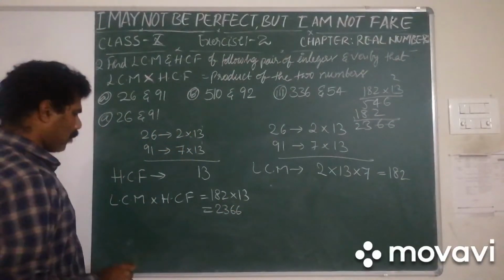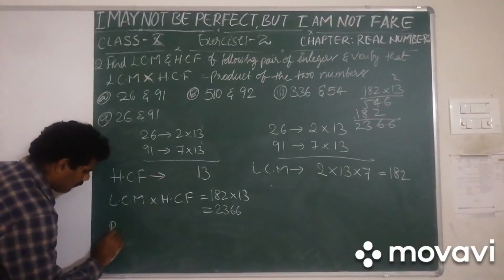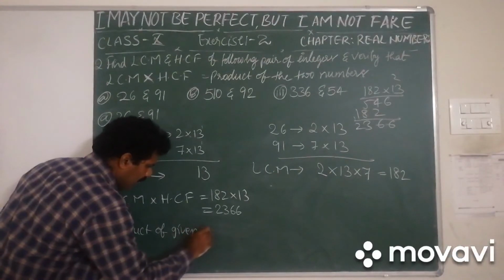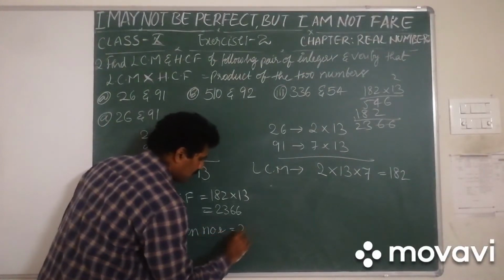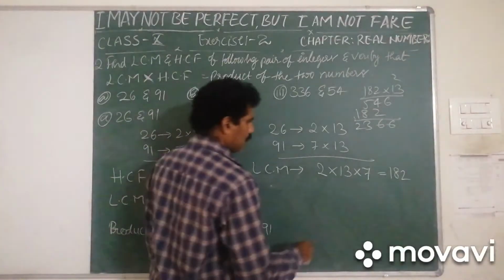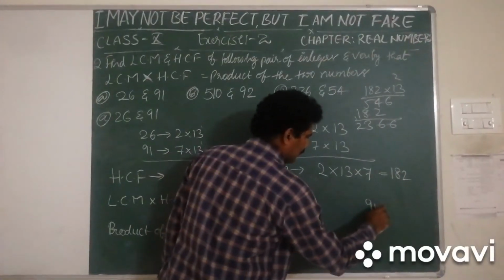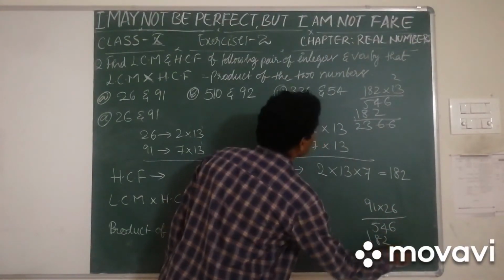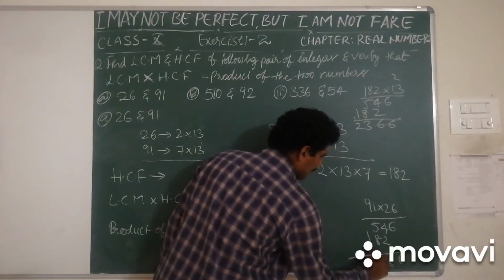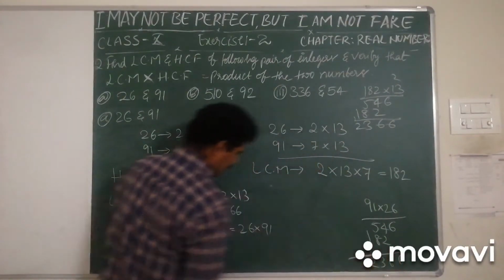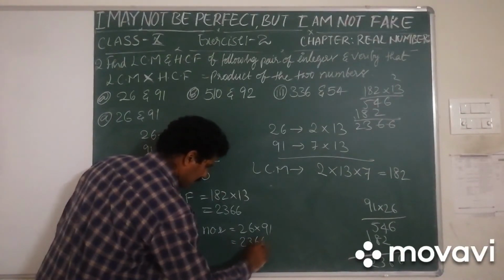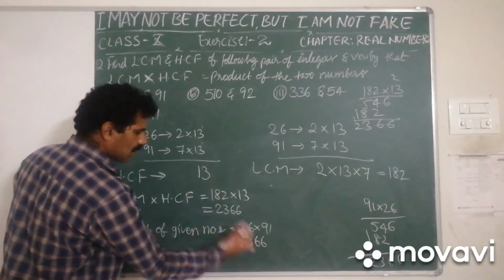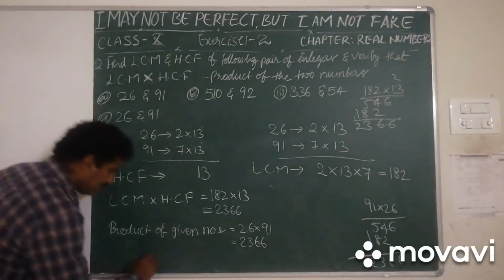And now the product of the given numbers. What is the product of the given numbers? That is 26 into 91, which is 2366. Here the product of LCM and HCF is 2366, and the product of the given numbers is also 2366. So both are equal. Hence proved.